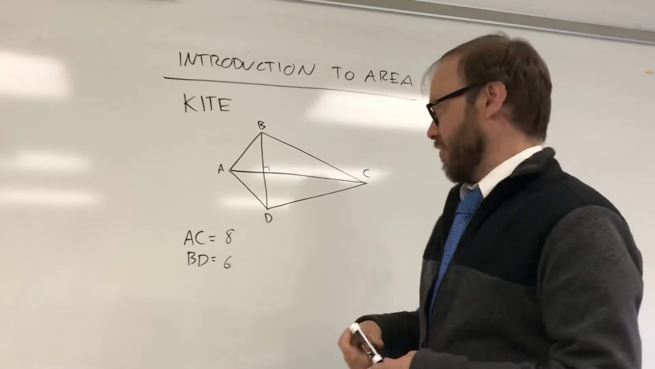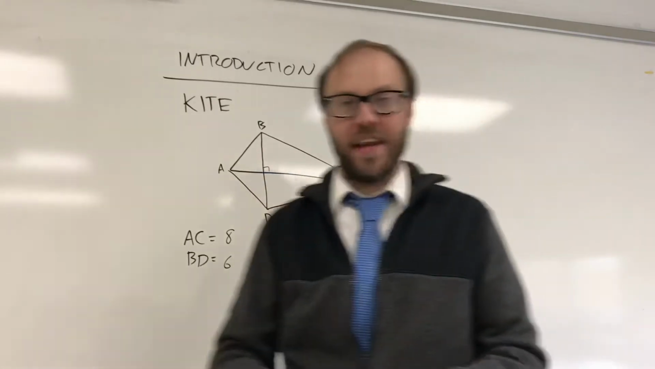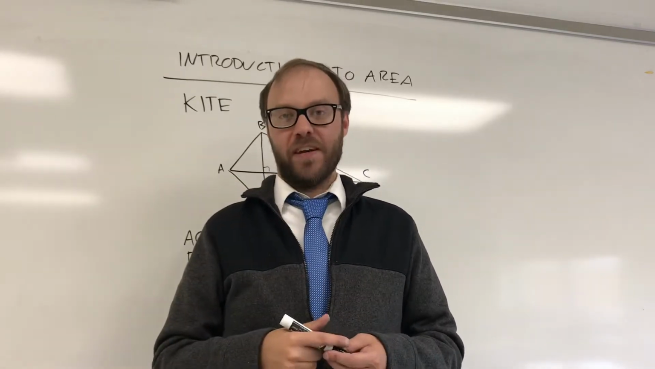If they told you that this was 3 and that was 4 and this was 6 or something like that, it's possible you could just find the areas of those triangles and add them up and have the area of the entire kite.